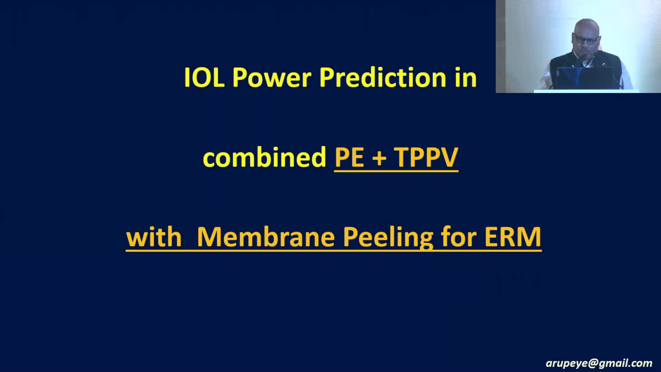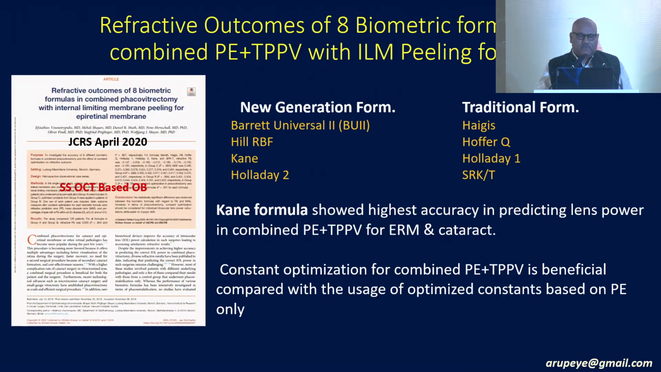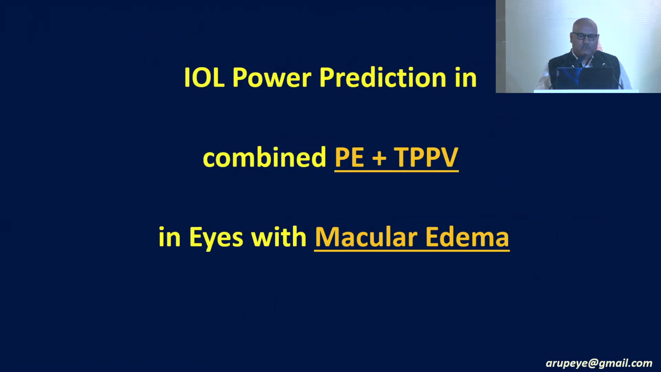And in situations where epiretinal membrane peeling and for that vitrectomy has been done, phaco plus vitrectomy, here the Kane formula has done extremely well, but that does not mean the other formulas cannot be used. Kane formula has done extremely well, and Barrett Universal 2 and Hill RBF. So what I do in these situations is I calculate IOL power using all the formulas, and most of the time the formulas tell me the same result. If there is a change in the result, then I use the Kane formula because it has been proved for more than 5 years that it has given good results.